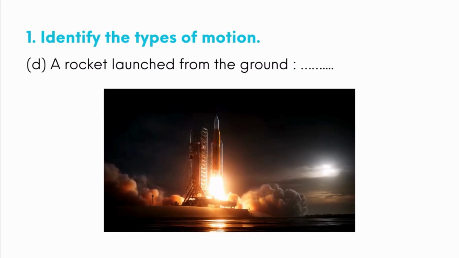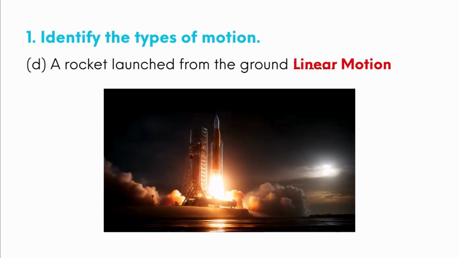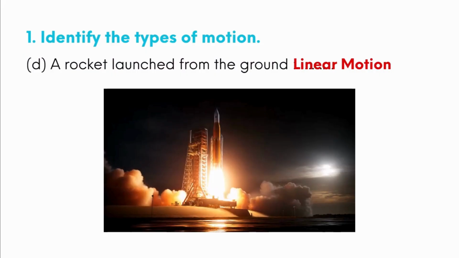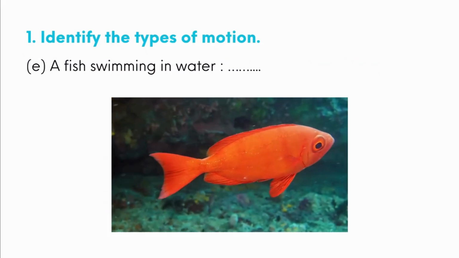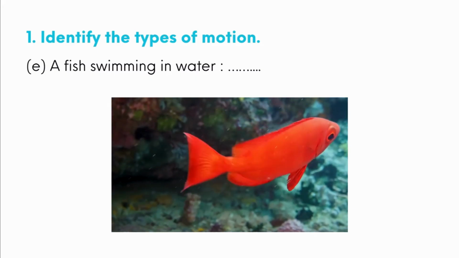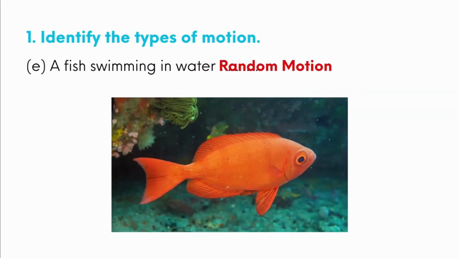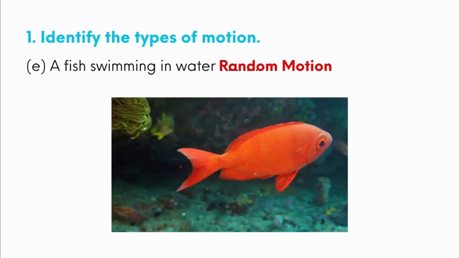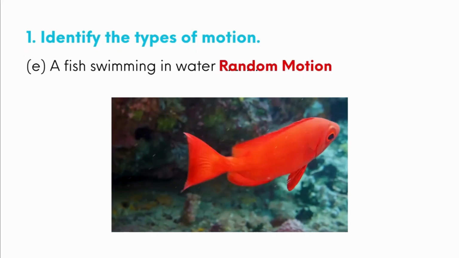Next is a rocket launch from the ground. Rocket launch from the ground is an example of linear motion. Next one, a fish swimming in water. We can see the fish is swimming randomly. That's why this is an example of random motion. Fish swimming in water is an example of random motion.